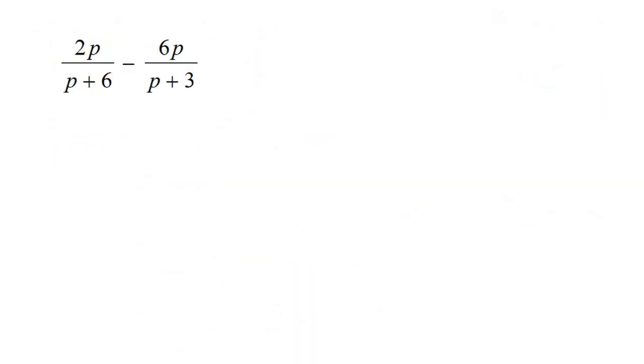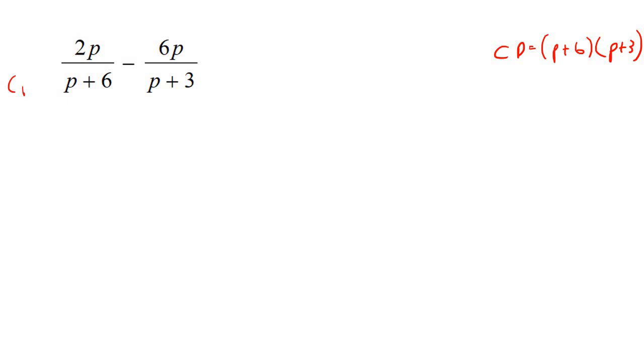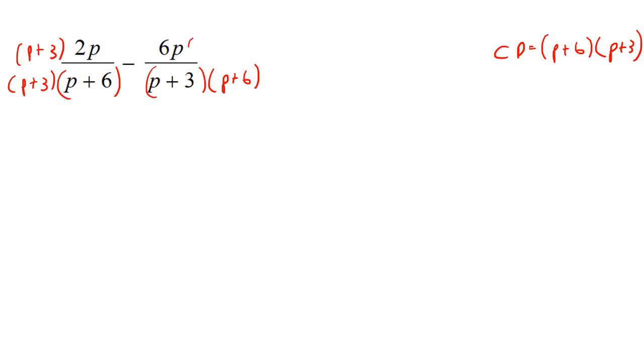So here's our next example. We need to get a common denominator. The common denominator would actually just be the two brackets together, like that over there. What that means is we would have to turn this denominator into that, so you would have to multiply it by p plus 3. But what you do to the bottom, you always have to do to the top. And then to turn this into (p plus 6)(p plus 3), you would have to multiply this by p plus 6. And what you do to the bottom, you have to do to the top.